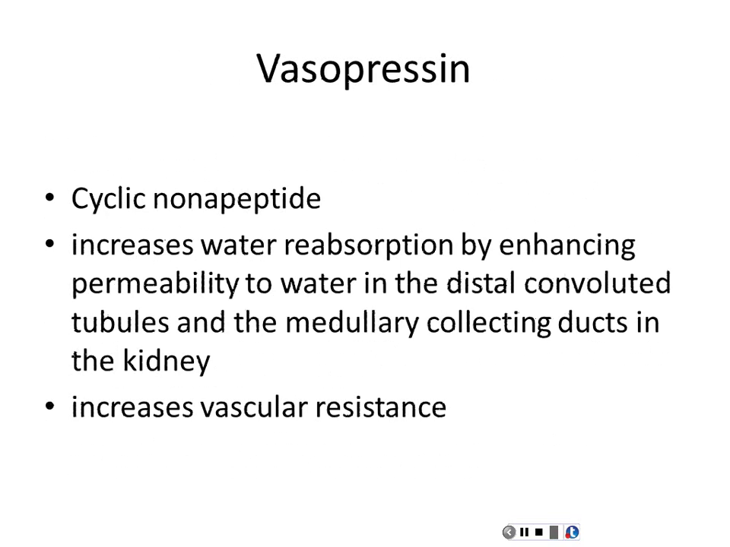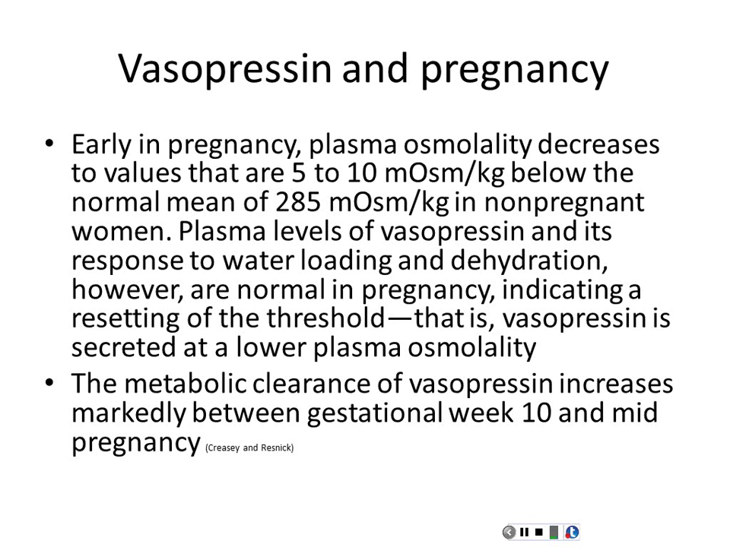Coffee talk. Vasopressin is also a cyclic nonapeptide, and this increases water reabsorption by enhancing permeability to water in the distal convoluted tubules and the collecting ducts in the kidney, and it also increases vascular resistance. Now, in pregnancy, the plasma osmolality decreases a little bit, but the plasma levels are normal in pregnancy. So basically what this means is that the brain sort of resets the threshold of when vasopressin is going to be secreted. So what is this talking about?